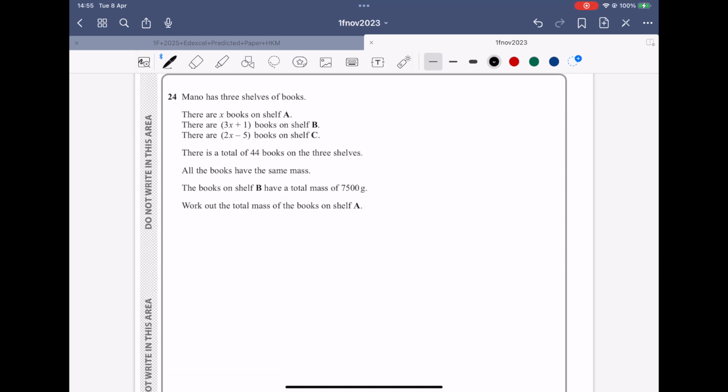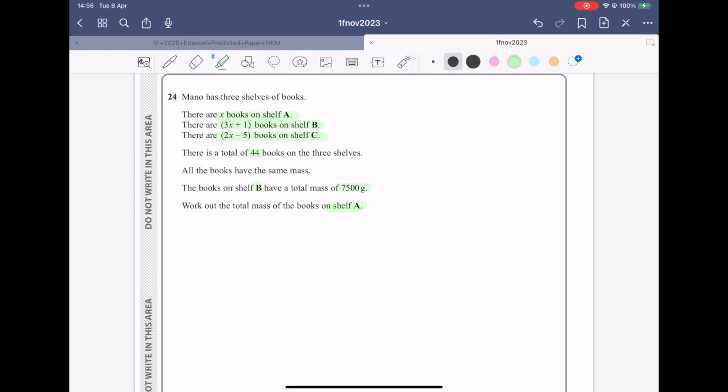Mano has 3 shelves of books, x books on shelf A, 3x plus 1 on B, and 2x minus 5 on C, and there's a total of 44 books on the 3 shelves. All books have the same mass. The books on shelf B have a total mass of 7,500 grams. Work out the total mass of books on shelf A.